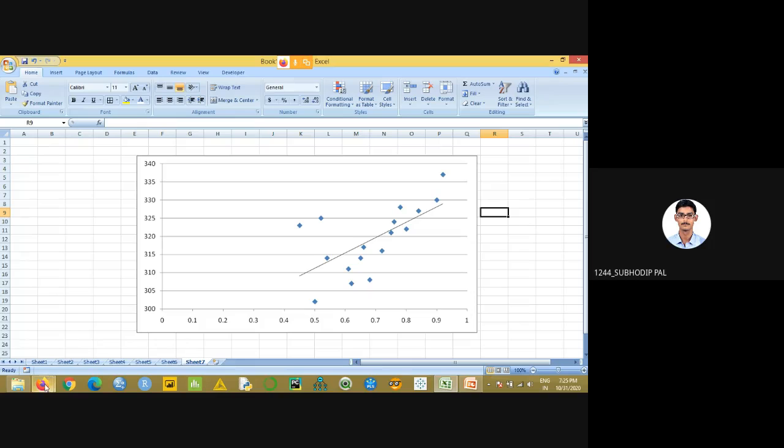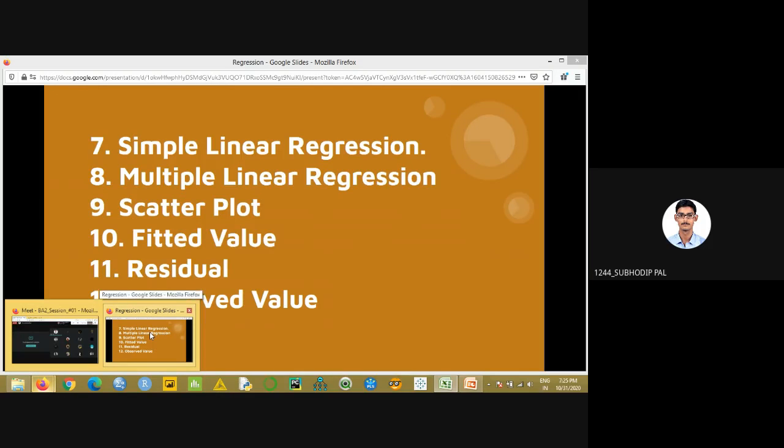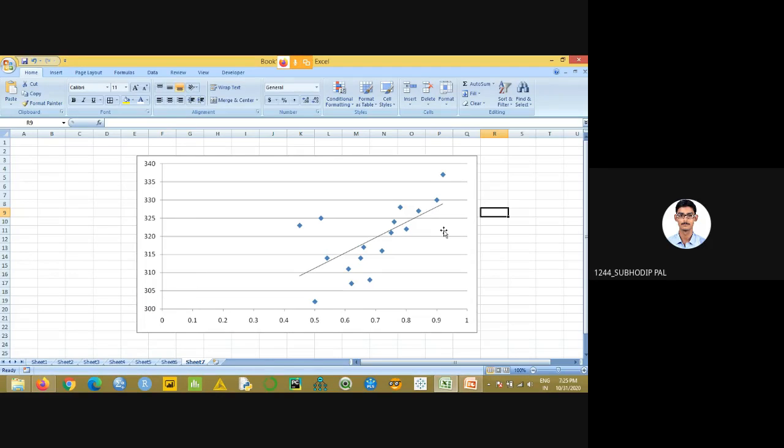Next, what was the point? Residual, fitted value and observed value. So what is fitted value? The point should be on the line, right? Point on the line means we can say this is the fitted value. So how do we measure the fitted value? The fitted value can be measured as the distance from the x-axis to that particular point on the line.